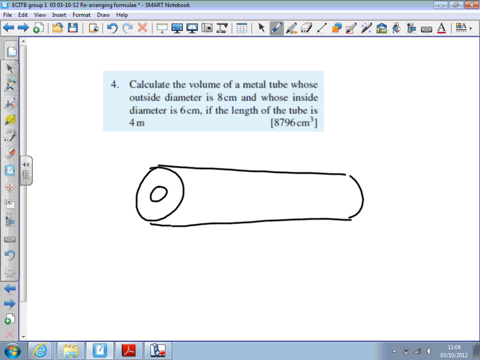You're now given the outer diameter. So the diameter of the outer part of this is 8 centimetres. The diameter of the inner part of the tube is 6 centimetres. This is how you might set it out. Remember that symbol for diameter, and the length is 400 centimetres.